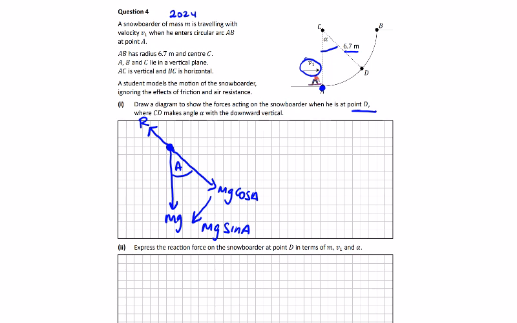What can we say? We could set up an equation: R minus mg cos A equals the force directed towards the center, which is mv squared over 6.7. And we're asked to express the reaction at the point D in terms of m, v1 and alpha.